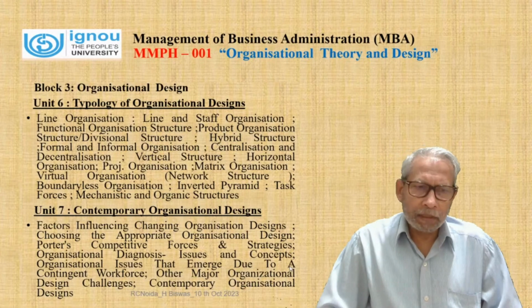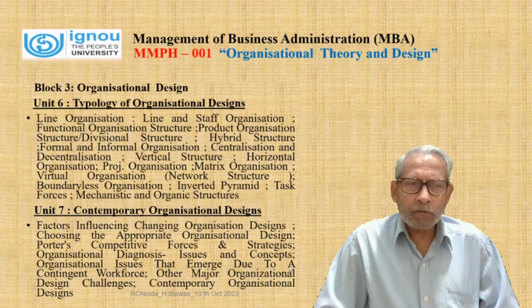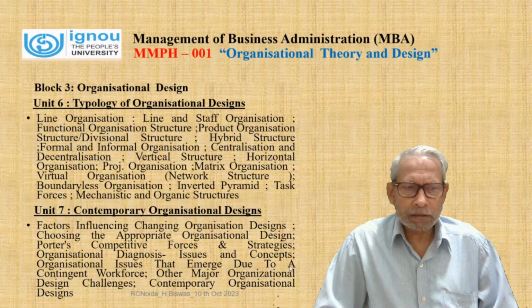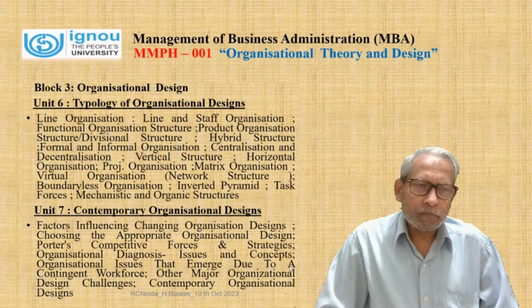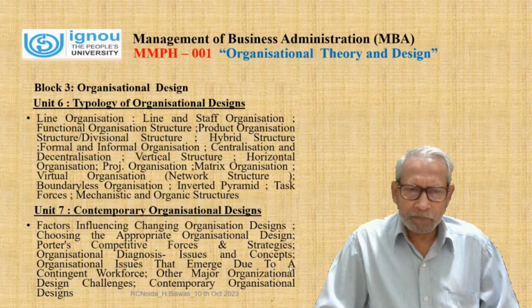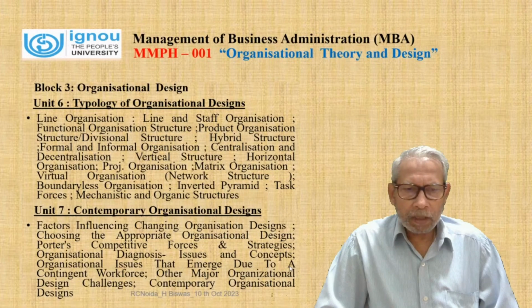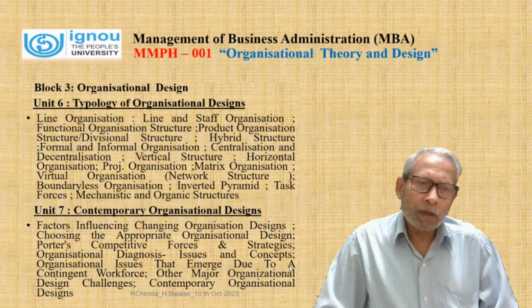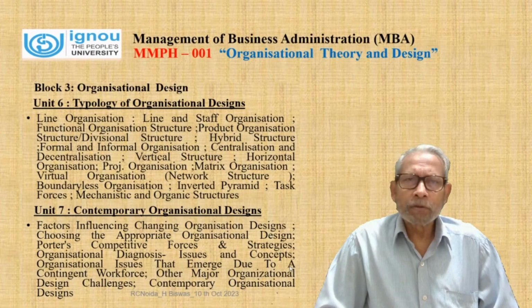And unit number 7 is contemporary organizational design, where you have to see what are the factors influencing change in organizations, choosing the appropriate organizational design, competitive forces and strategies, issues and concepts, and emergence due to the contingent workforce. So other major organization design challenges, all these things we have to see.